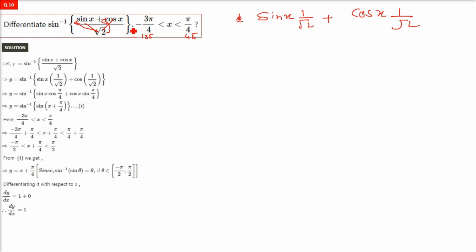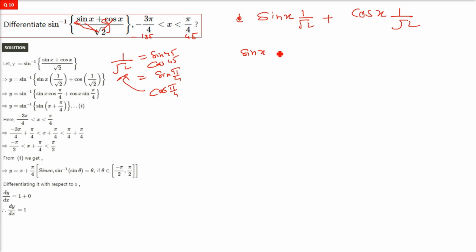Okay. Why have we written this? Because sin pi by 4 and cos pi by 4 both are 1 by root 2. Sin 45 degrees or cos 45 degrees, they both are 1 by root 2. And since the question is already giving us 1 by root 2, we can replace it with that, so that we can get a formula out of it. And that formula should contain sine, so that we can cancel it with sine inverse.